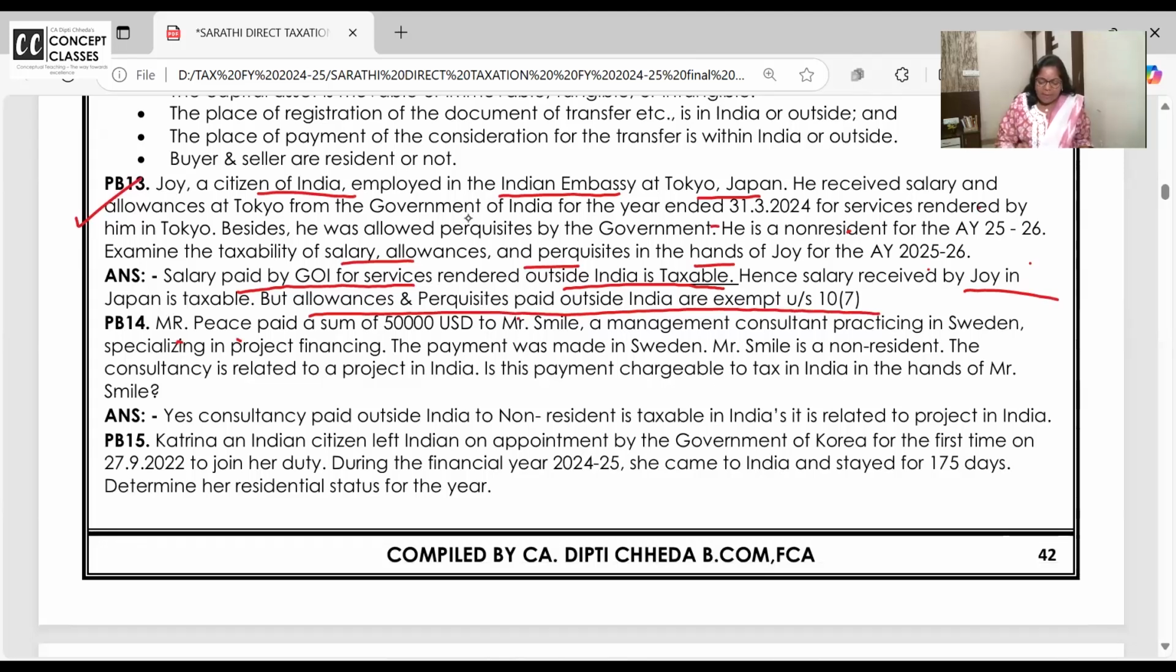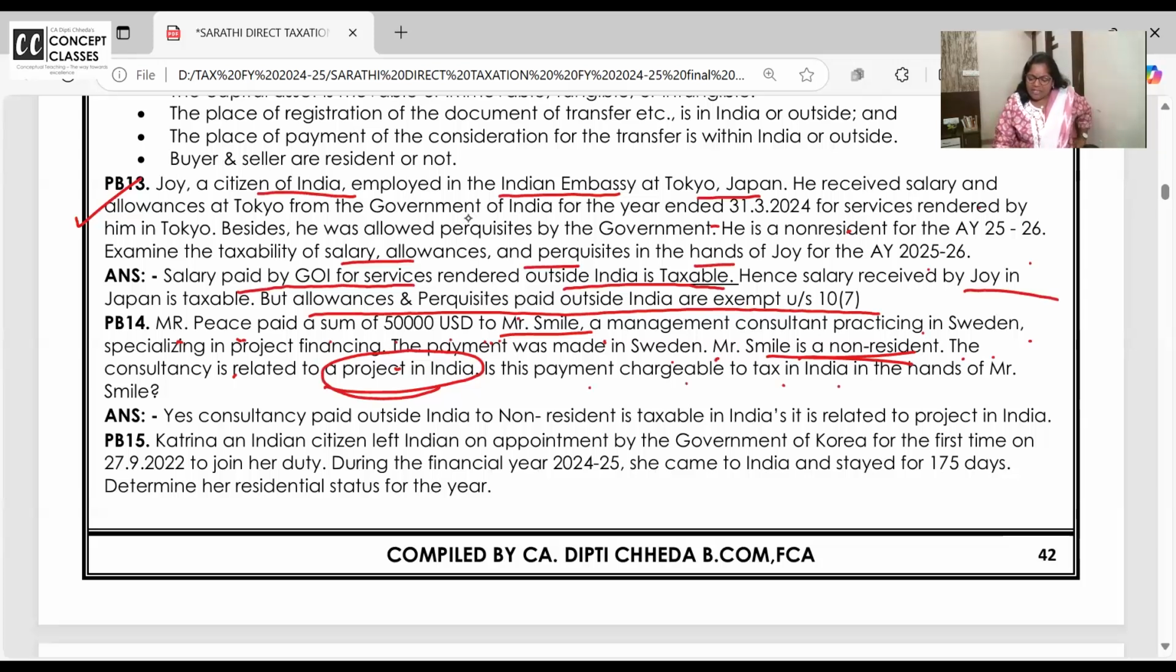Mr. Pease paid a sum of $50,000 to Mr. Smile in Sweden for some project. Payment was made in Sweden. Who is the payer, receiver? Pease पे कर रहा है Smile को. Smile is also non-resident. And the consultancy is for a project in India.